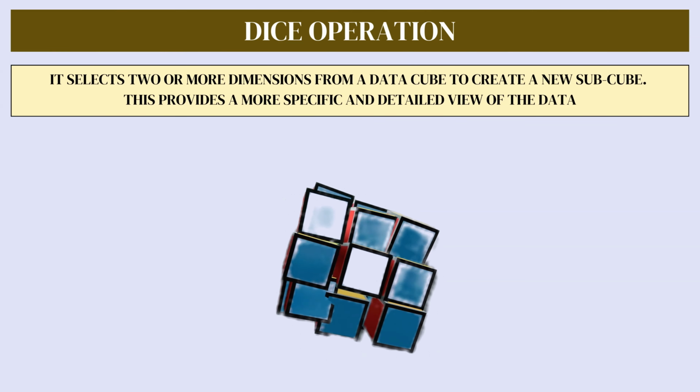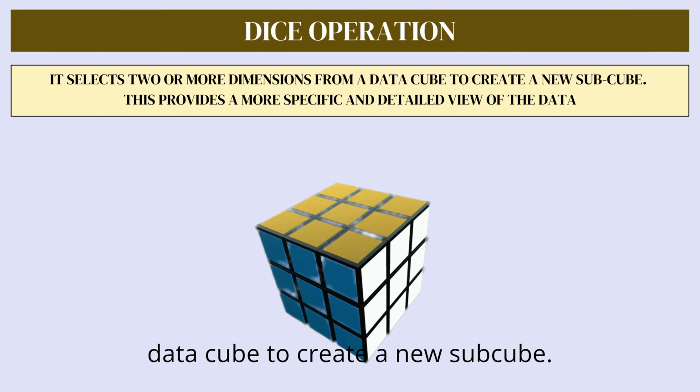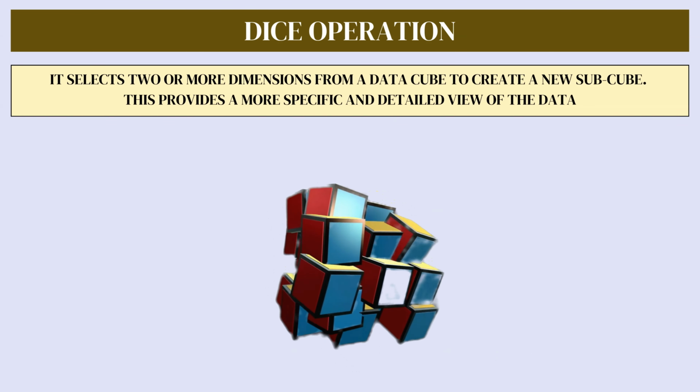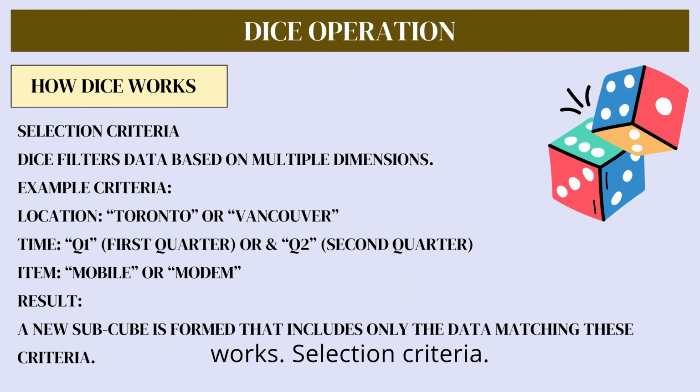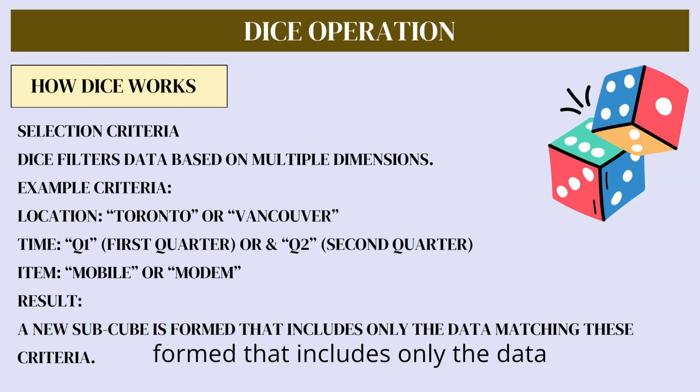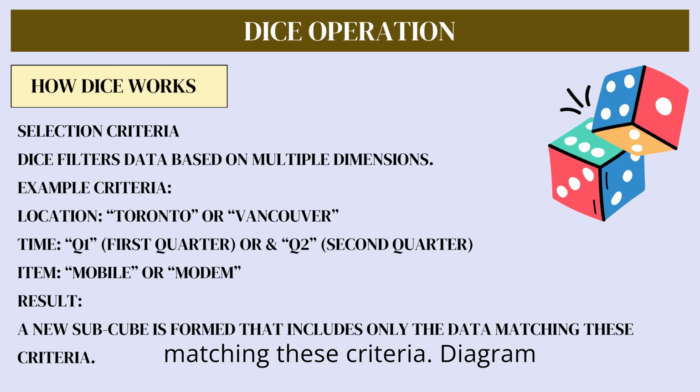Dice operation. It selects two or more dimensions from a data cube to create a new subcube. This provides a more specific and detailed view of the data. How dice works. Selection criteria. Dice filters data based on multiple dimensions. Example criteria. Location: Toronto or Vancouver. Time: Q1, first quarter, or Q2, second quarter. Item: mobile or modem. Result: a new subcube is formed that includes only the data matching these criteria.